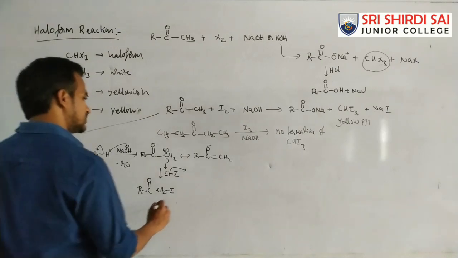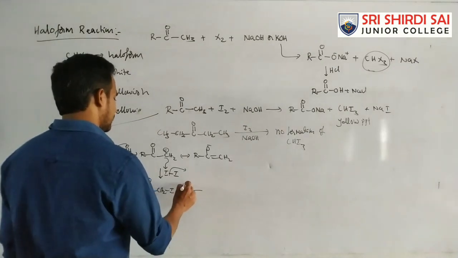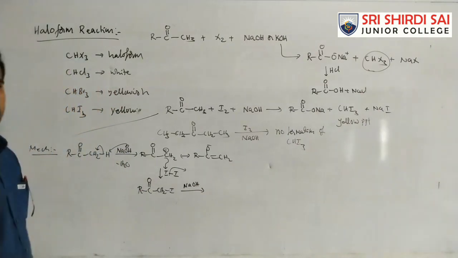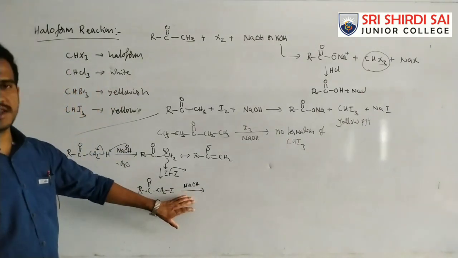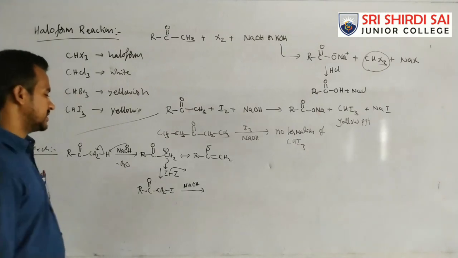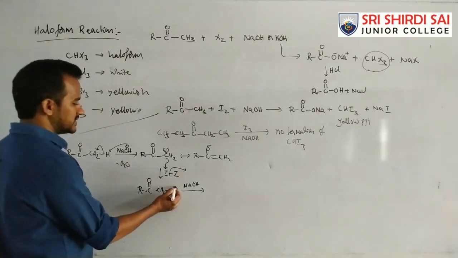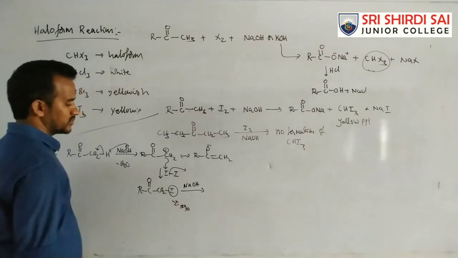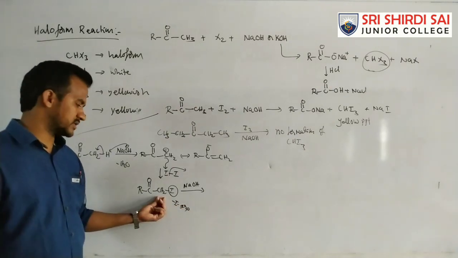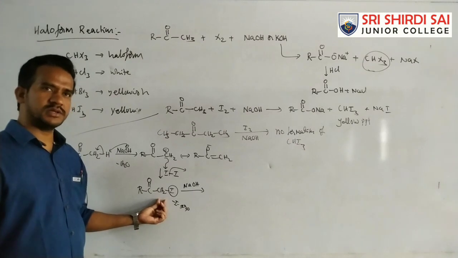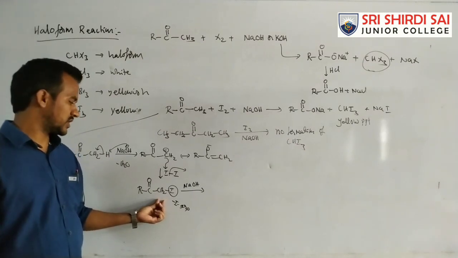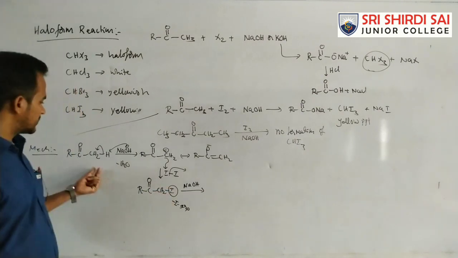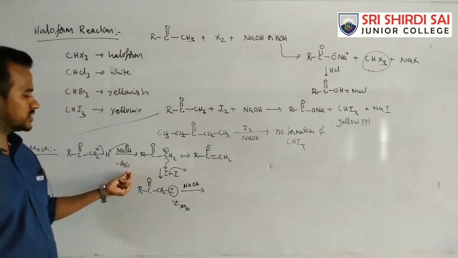Now this one, on further reaction with NaOH. Okay. This compound reacts with NaOH further. Why? Because this iodine is a minus I group. That minus I group increases the acidic nature. Here the keto group, also an electron-withdrawing group, increases the acidic nature. So that's why this hydrogen is removed by the OH minus.